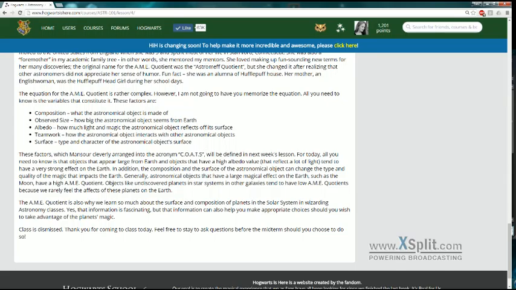The AME quotient is also why we learn so much about the surface and composition of planets in the solar system in Wizarding Astronomy classes. Yes, that information is fascinating, but that information can also help you make appropriate choices should you wish to take advantage of the planet's magic. Class is dismissed. Thank you for coming to class today. Feel free to stay to ask questions before the midterm, should you choose to do so.